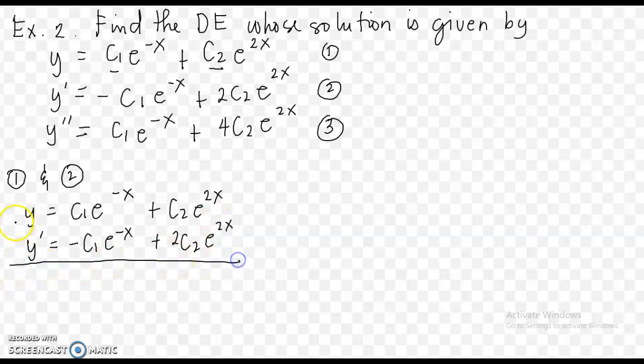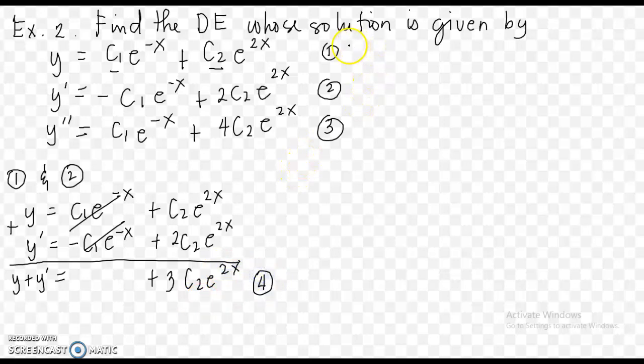Then now, we can add the two equations. Okay, y plus y prime equal to, positive and negative cancel. Therefore, that is 0 plus 3c2 e to the 2x. Let this one be your fourth equation.